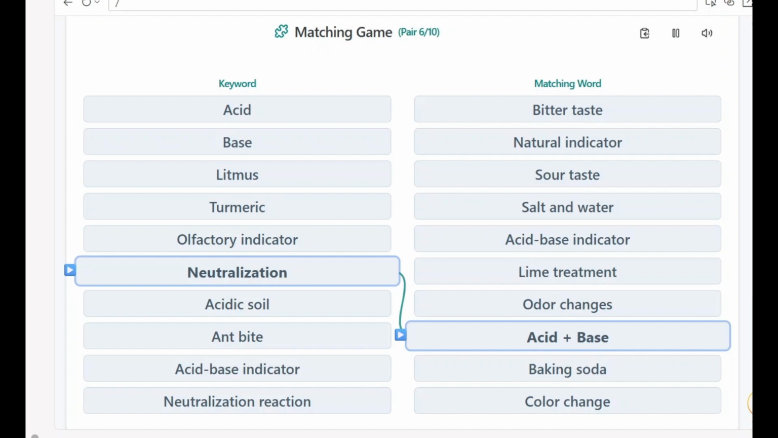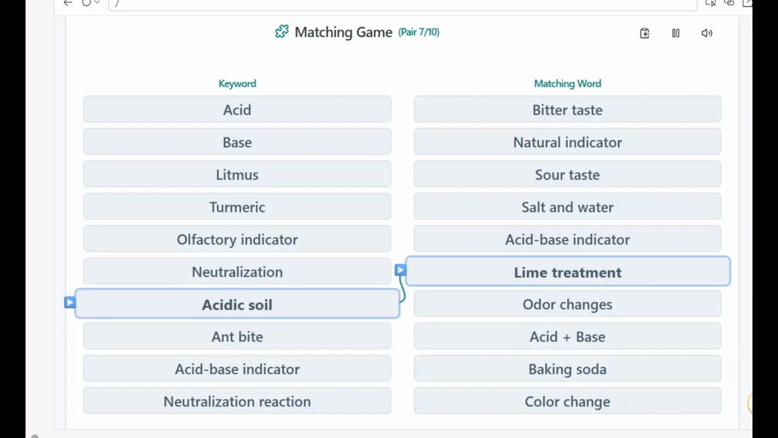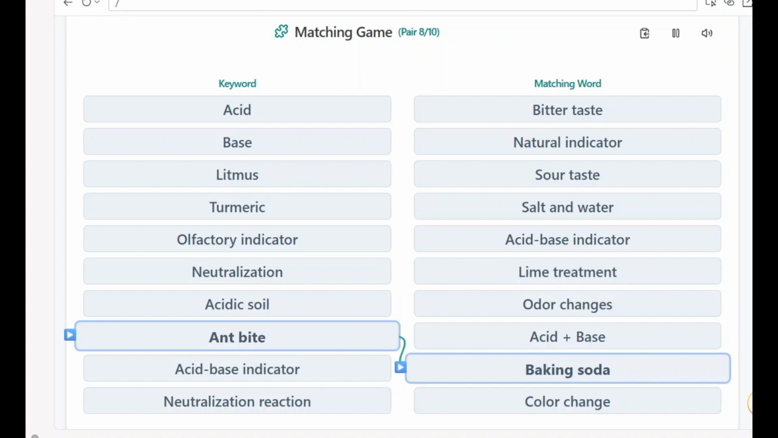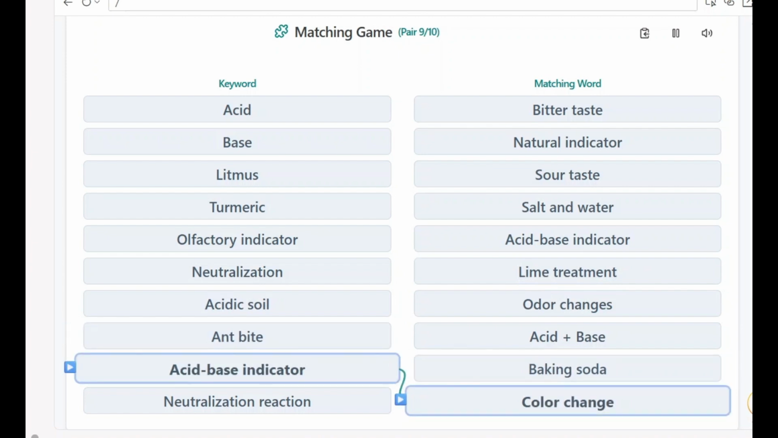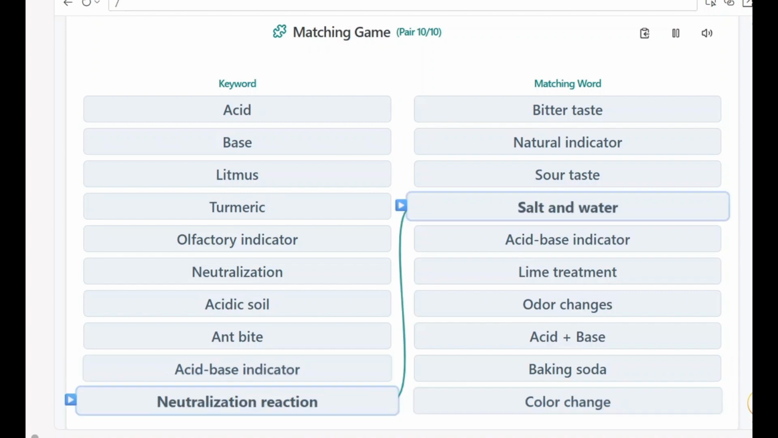Neutralization, acid plus base. Acidic soil, lime treatment. Ant bite, baking soda. Acid-base indicator. Color change. Neutralization reaction. Salt and water.